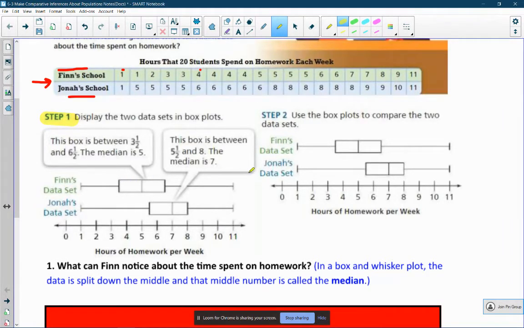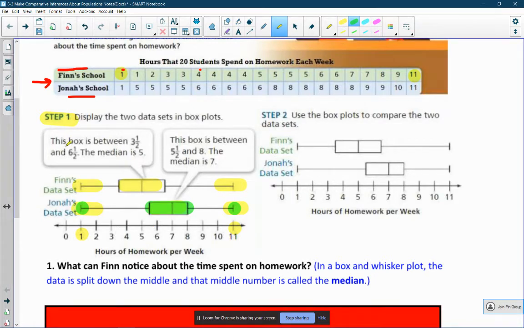So this first box and whisker plot, we have our box here, and these things are whiskers that come out here. If we look at Finn's data set, it starts at 1, as his data does, and it goes to 11, which his data does. If we look at Jonah's, it's the same thing. Starts at 1, ends at 11. Now, what you might see is that these are different on each one.